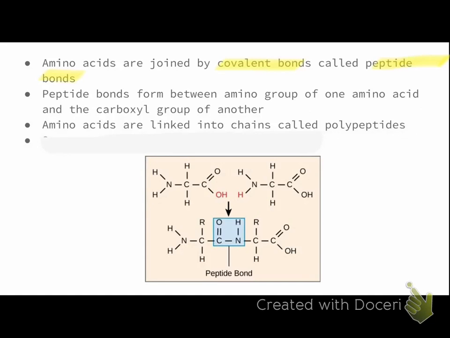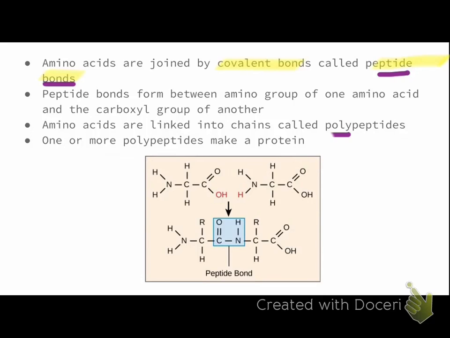So when I link amino acids together into a chain, they're called polypeptides. So remember, poly, many. Here's our peptide. So that's what the bond specifically is called between the amino acids. So I have many peptide bonds. And then when I join one or more polypeptides together, that's when we actually get a protein. So this picture down here is going to show you a peptide bond.